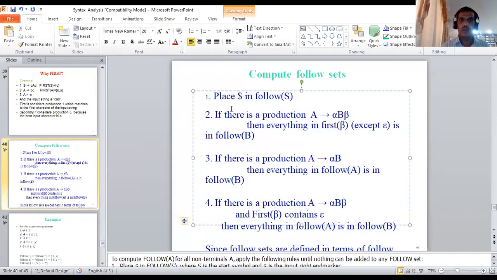Now, follow of S, once again, it's a set. If S is a start symbol, then automatically I put dollar. Why am I putting this dollar? So that my string always ends with a dollar. It is an intimation to the compiler that when it finds a dollar at the end of the string, it should stop parsing. That's why we have put dollar at the end of every string. So if it is a start symbol, by default we'll put dollar into the follow set.